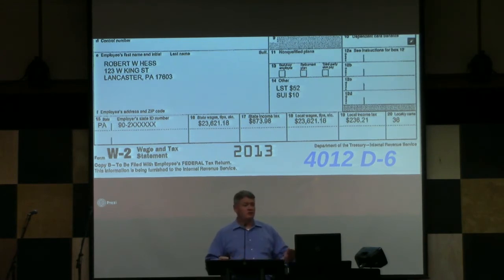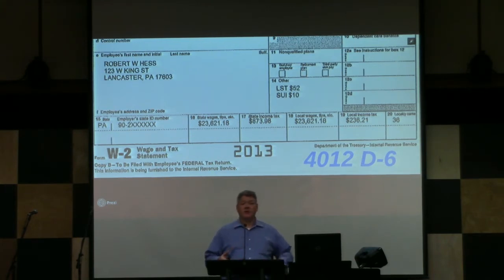TaxSlayer will traditionally try and fill in the state wage to be what the federal wages are. So we may have to go back in and make some adjustments. Local wages should be exactly the same as state. Again, we'll make some reminders here when we get to the state and local section. But just watch and see what happens with the Box 19 local taxes withheld. On occasion, an employer may show an LST payment of $52 in there. It should be reported in Box 14. We just want to watch to make sure we don't double up and count additional local withholding.